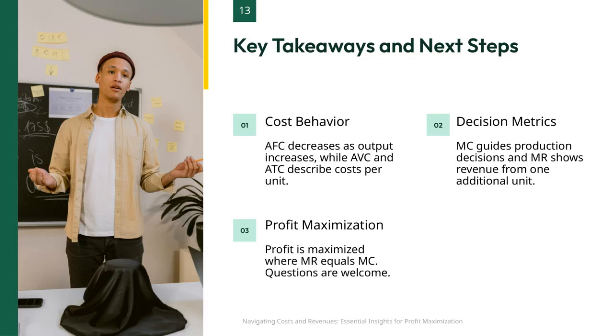First, understanding cost behavior is crucial. Average fixed costs decrease as output rises, and average variable and total costs give us the cost per unit. Next, decision metrics like marginal cost and marginal revenue play a vital role. Marginal cost helps guide production choices, and marginal revenue tells us the income from selling 1 extra unit. Ultimately, profit is maximized when marginal revenue equals marginal cost.